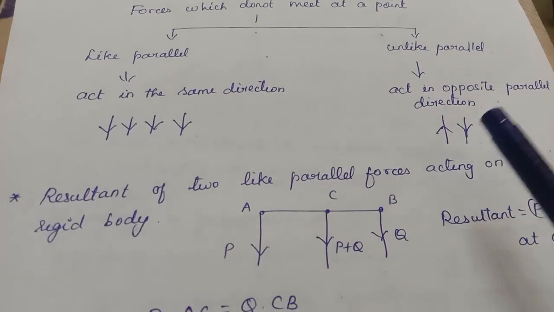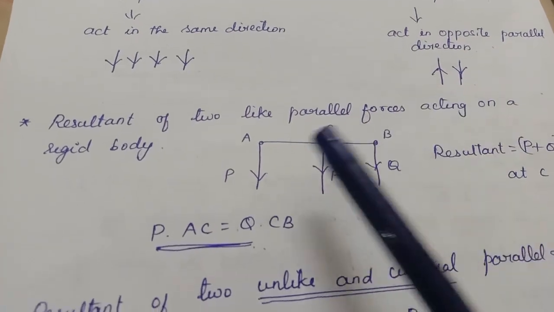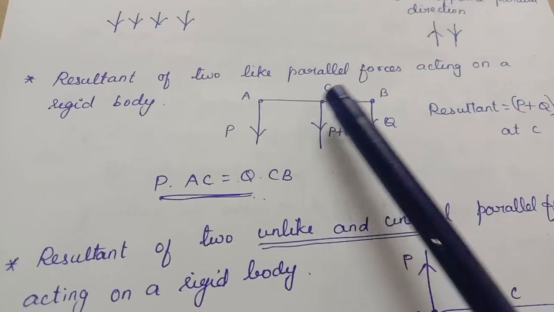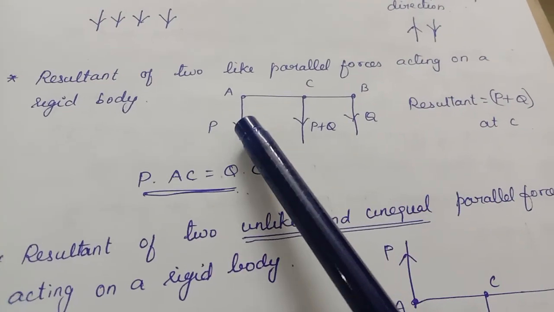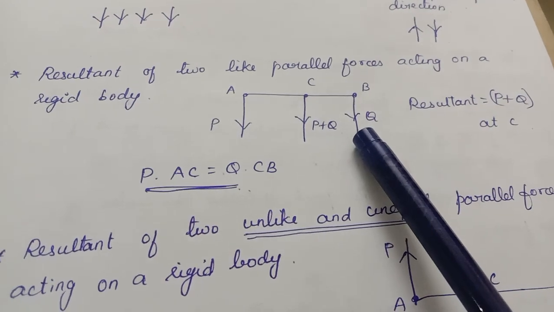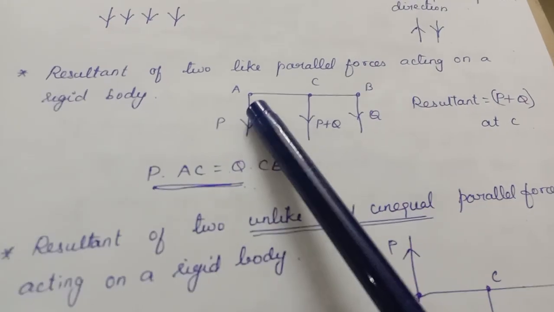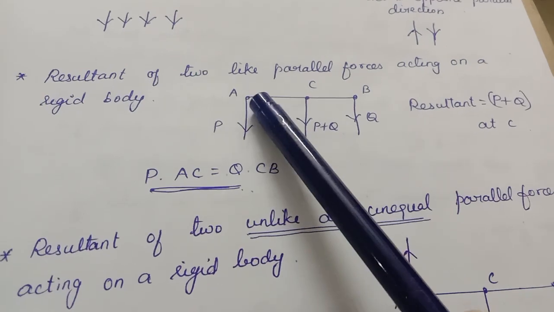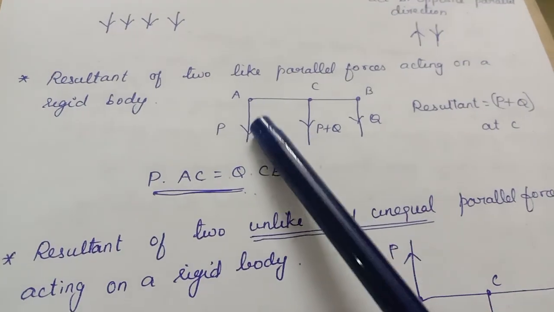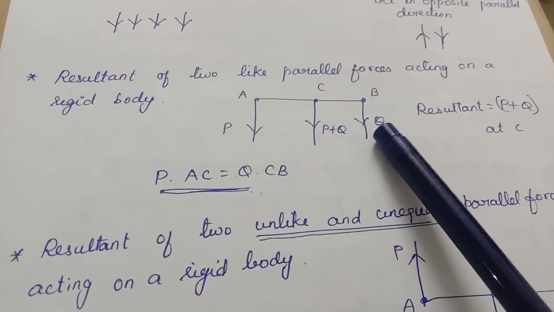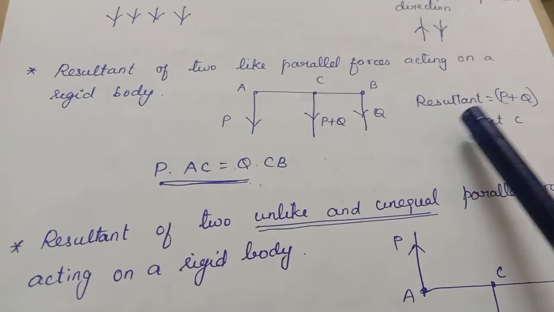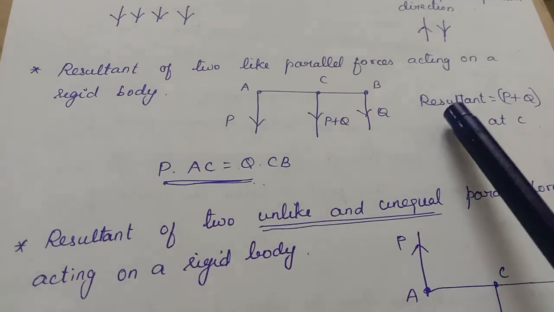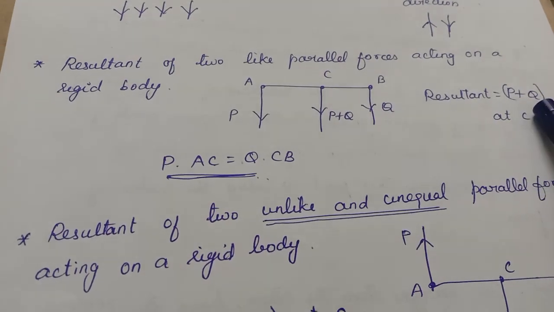Now we are going to find the resultant of two like parallel forces which are acting on a rigid body. Let us assume two like parallel forces P and Q are acting on a rigid body at points A and B. P is acting at A, and Q is acting at B. Then the resultant of these two like parallel forces is given by P plus Q. That is, the magnitude of the resultant is P plus Q.